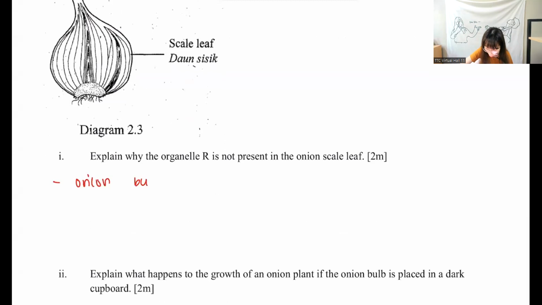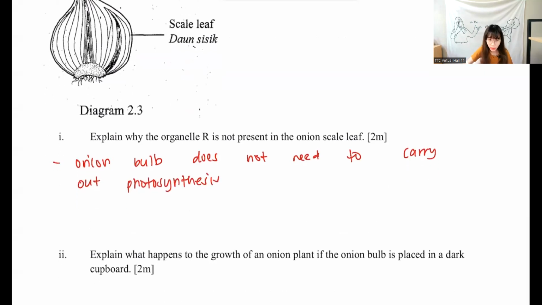So you can see that the onion bulb does not need to carry out photosynthesis. Then you can see it is used to store food. And the stored food will be used during germination, where it leads to the next question.